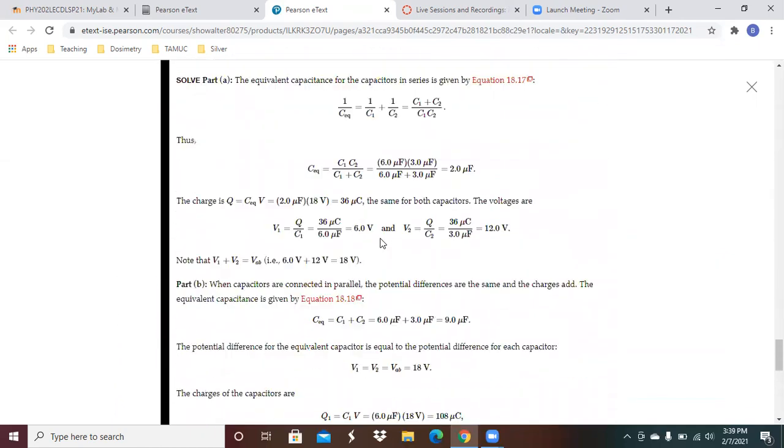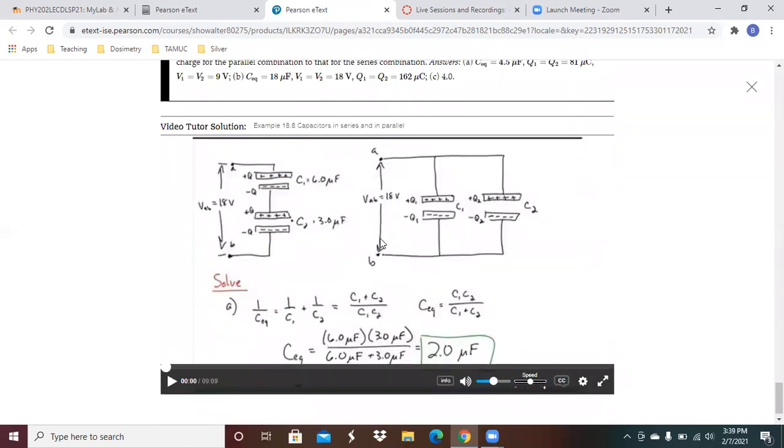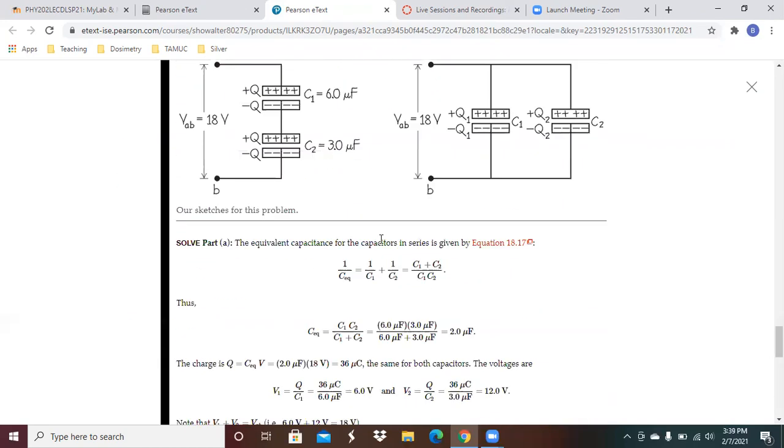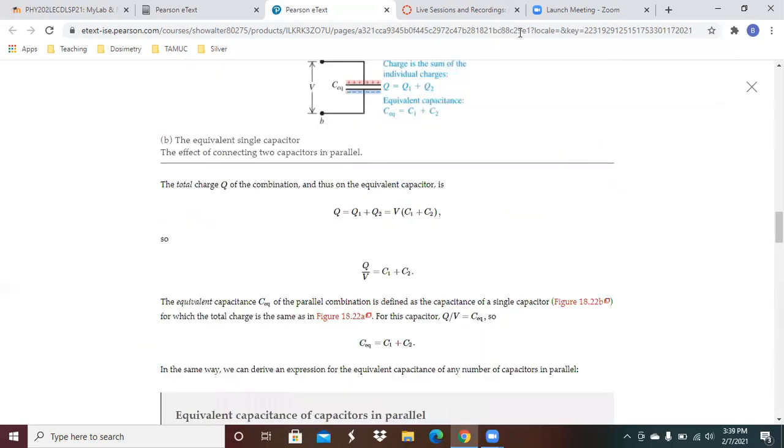Now, you're going to have several problems here in which you can go through and work through that. A lot of this stuff is spelled out here for you. I would encourage you to go through and to look at that.